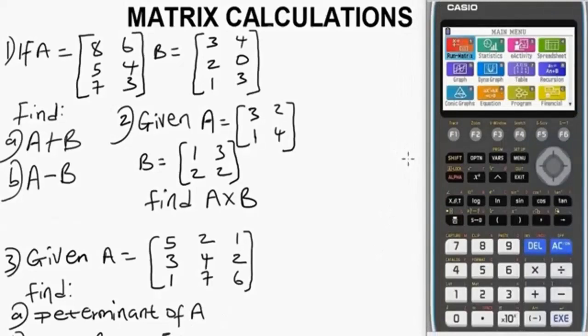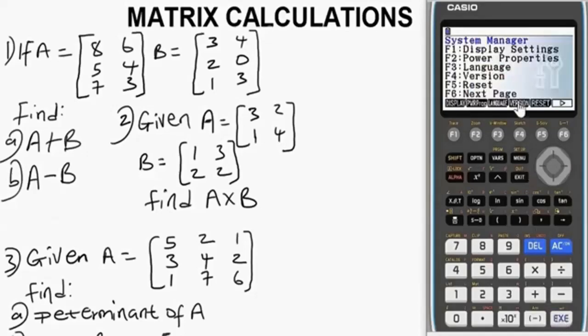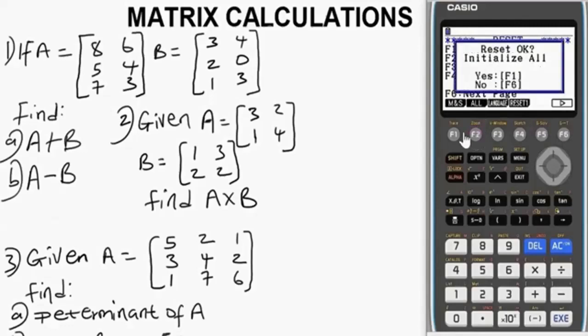Okay, so this is the Casio fx-CG50 graphical calculator. The very first thing you have to do is to reset the calculator. The essence of resetting it is to remove whatever previous value you might have stored on the calculator. To quickly reset it, navigate to System using this navigation button and press execute. Execute for this calculator stands for equal to. Then press F5 for reset, then F6 for next page. Press F2 to initialize all, then press F1, yes, and it will begin to initialize all.